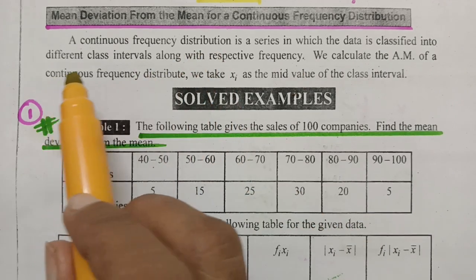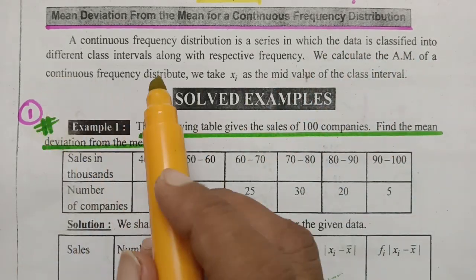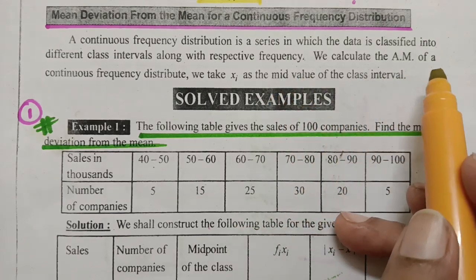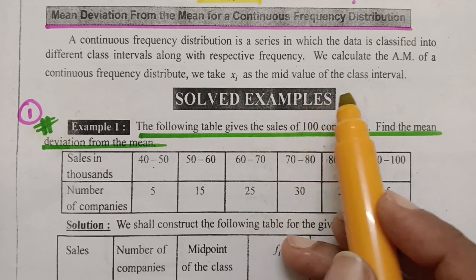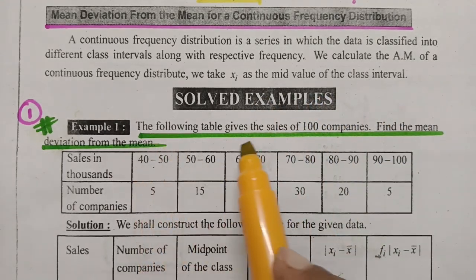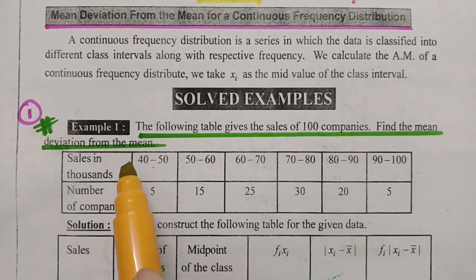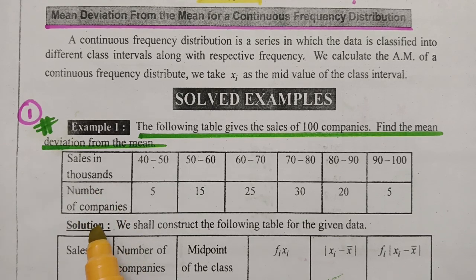In today's video, we are going to solve the mean deviation from the mean for a continuous frequency distribution. A continuous frequency distribution is a series in which the data is classified into different class intervals along with the respective frequency. We calculate the arithmetic mean of a continuous frequency distribution. We take xi as the mid values of the class interval. And here is the question. The following table gives the sales of 100 companies. Find the mean deviation from the mean.